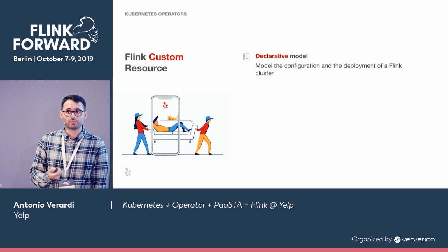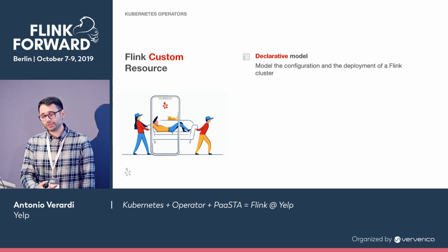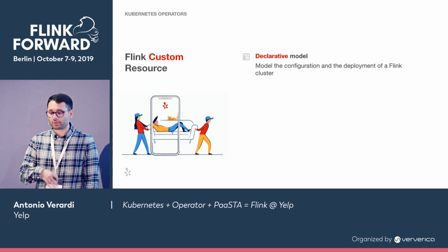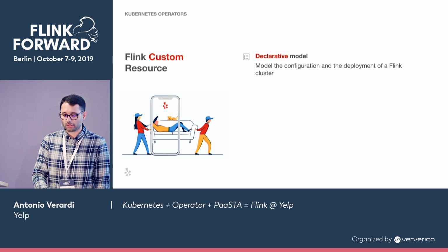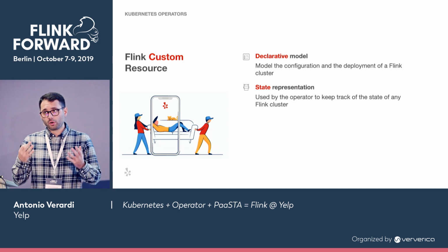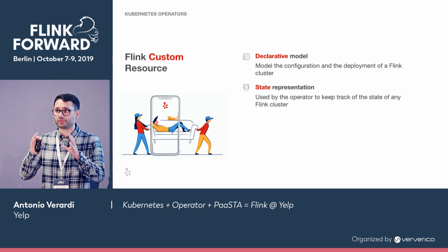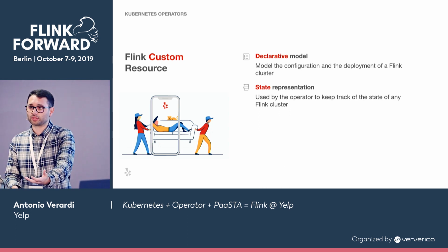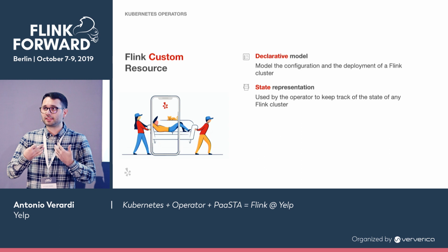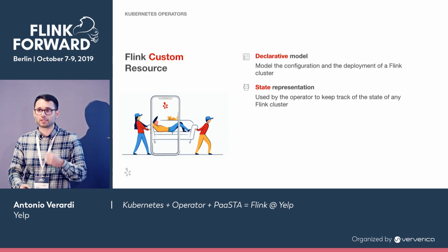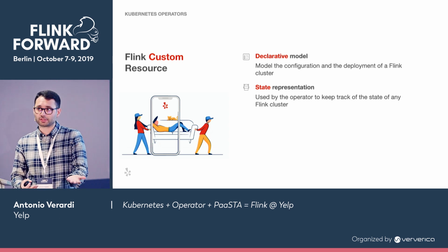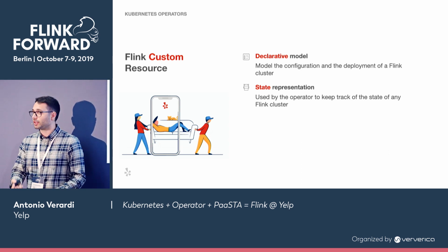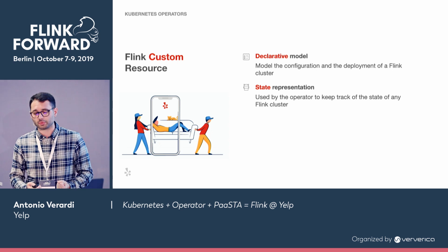What is a custom resource? A custom resource is a declarative model of an application or a workflow. In our case, it is just the deployment of a Flink cluster. And it also holds this representation of the state that the cluster is in. The operator then looks at the custom resource, looks at the state, and takes decisions based on that. For example, if the actual state of the custom resource, so the cluster, is different from the expected one, then it will make some modification to it, so it will reflect the expected one.